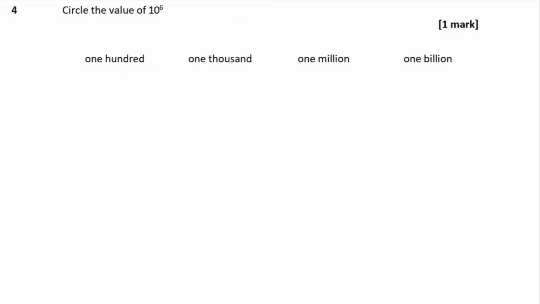Question 4. Circle the value of 10 to the power of 6. 10 to the power of 6 is a 1 followed by 6 zeros, which is a million, isn't it? It's that one there. It's 1 million.